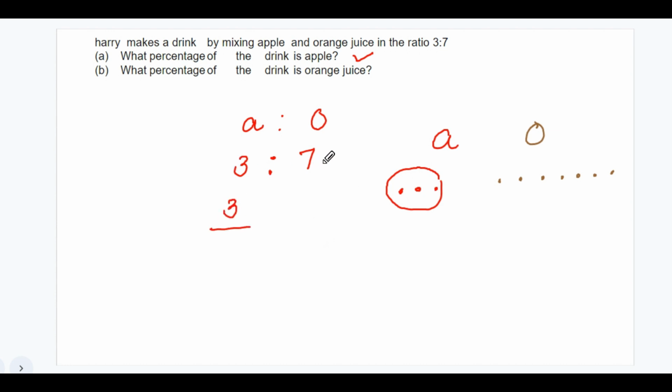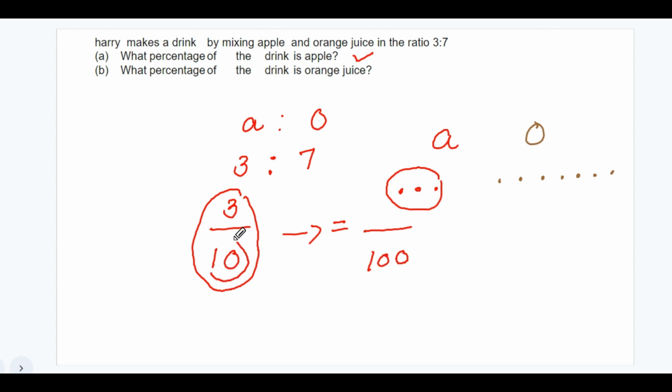Understand, the total is 7 plus 3, that is 10. So we found the fraction. Now it's very easy to change it into a percentage. That means we need 100 in the denominator. You need to make 10 equal to 100. By which number do you multiply 10 to get 100? 10 times 10 gives you 100.